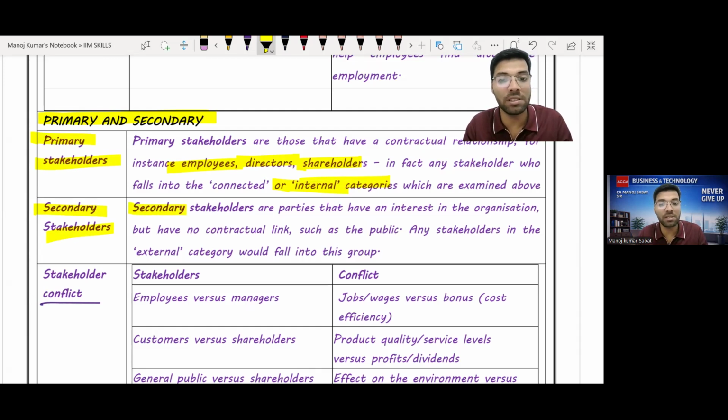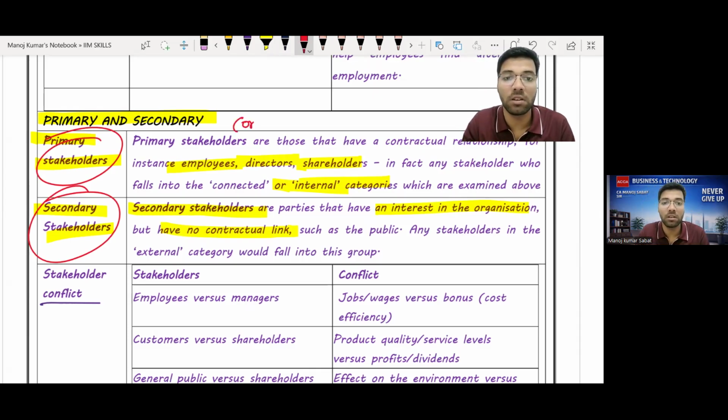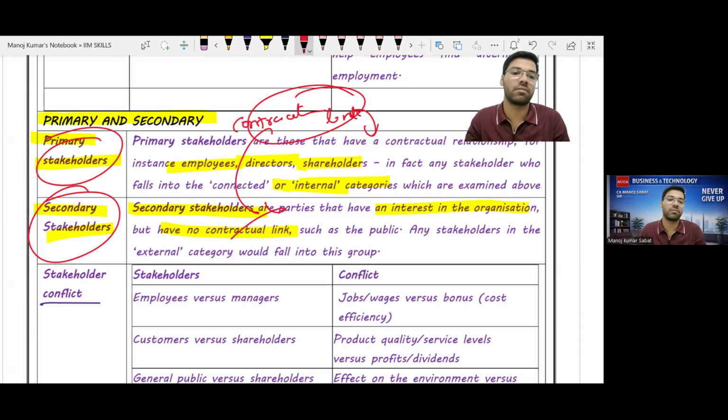Secondary stakeholders are those parties who have an interest in the organization but have no contractual link. Between primary and secondary, only one main concept is there: a contractual link is there for primary and is not there for secondary. Okay, what is a contractual link?